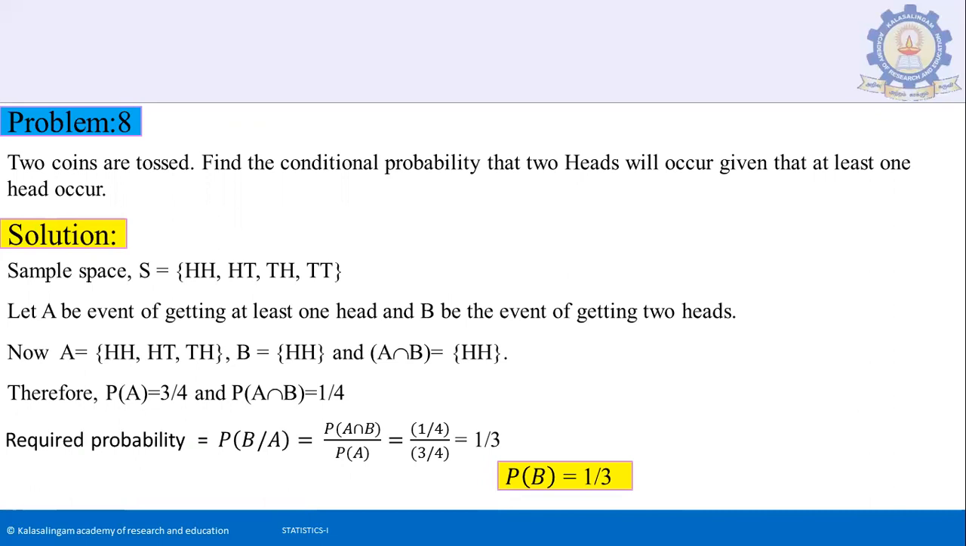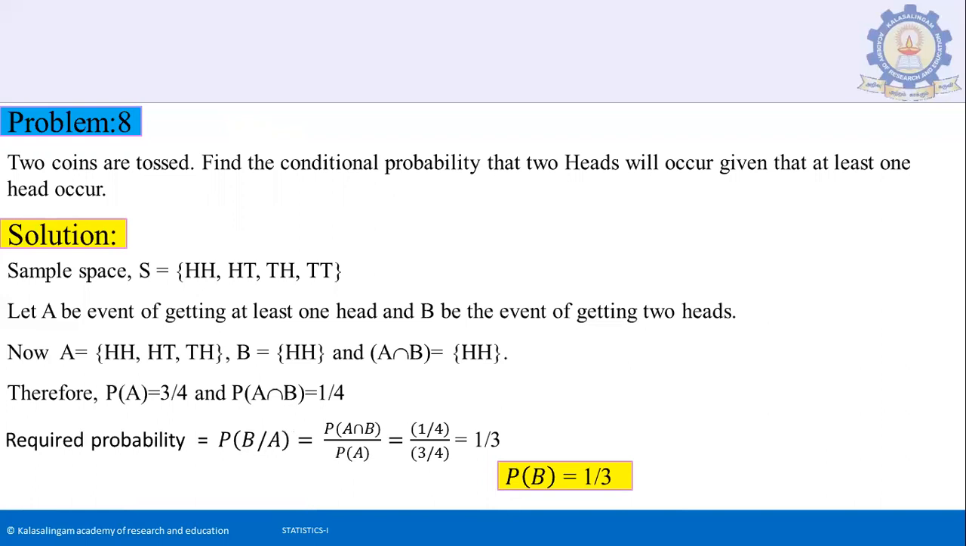Two coins are tossed. Find the conditional probability that two heads will occur, given that at least one head occurs. So when tossing two coins, the sample space includes 4 elements: S equal to {HH, HT, TH, TT}.